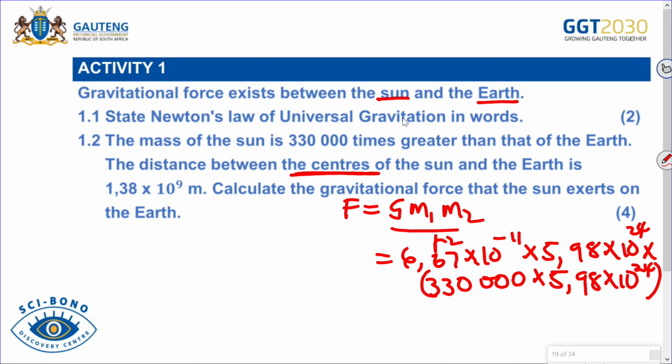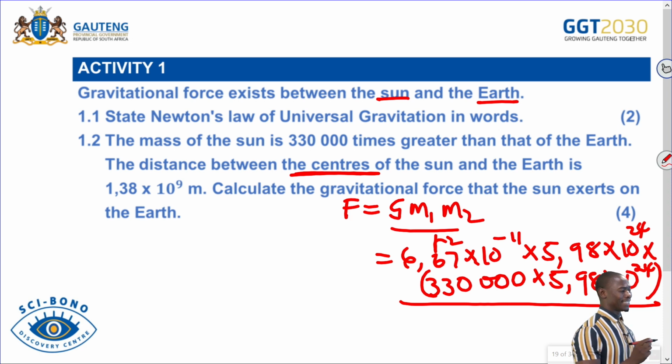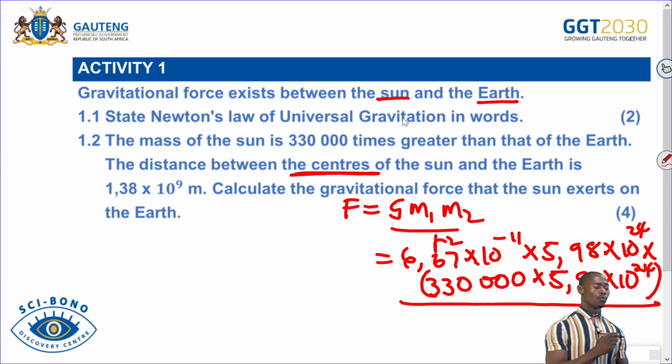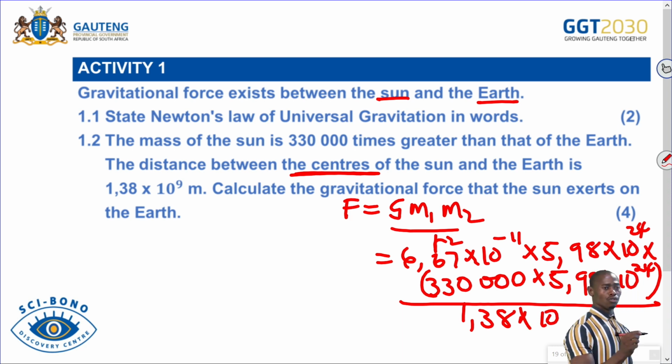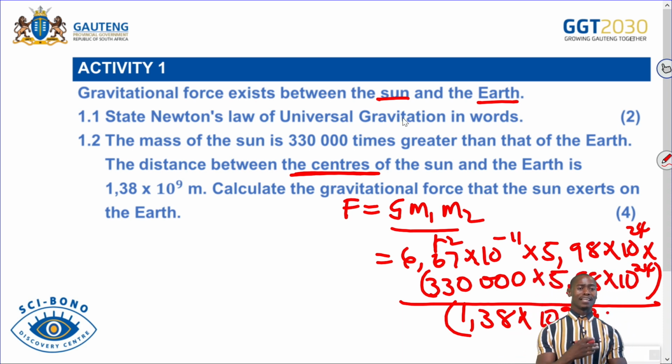From the statement, we are told that the mass of the sun is 330,000 times greater than that of the earth. So that is why here I said 330,000 times 5.98 to the power 24. Divide that by the distance between their centers, which is 1.38 times 10 to the power 9, all squared. Please, learners, let's not forget that square. Most learners lose marks there.